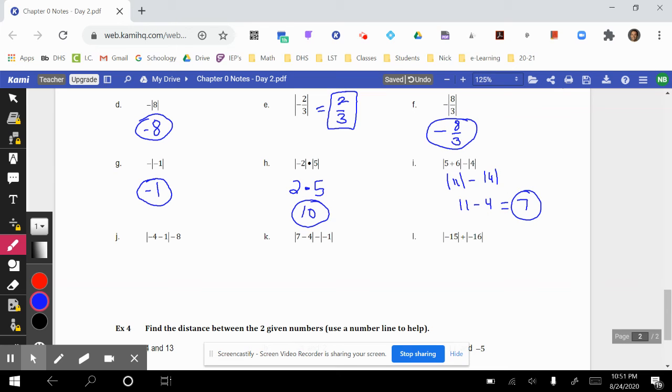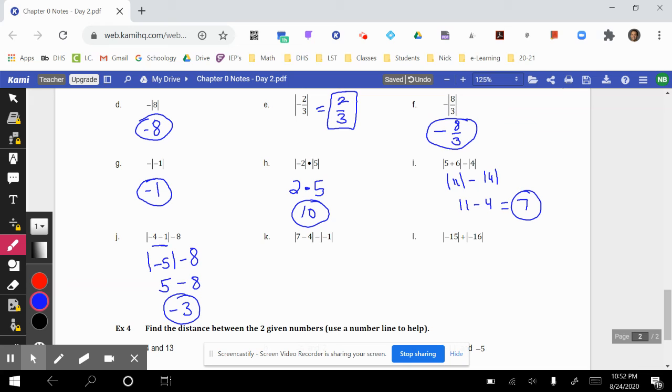All right, letter J, we have the absolute value of -4 minus 1, minus 8. Again, I'm going to take care of what's inside here first. Well, -4 minus another 1 is -5. So now I'm going to take the absolute value of -5, which is +5. And now I can take away 8 from that, and that's going to give me -3.